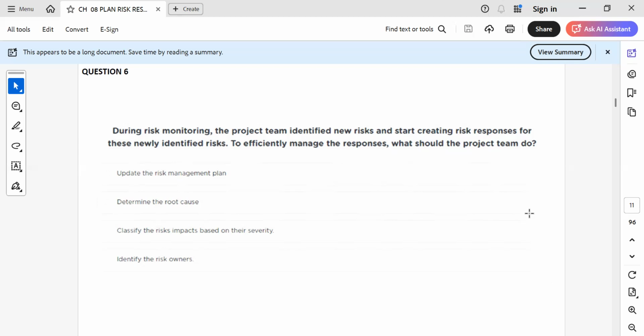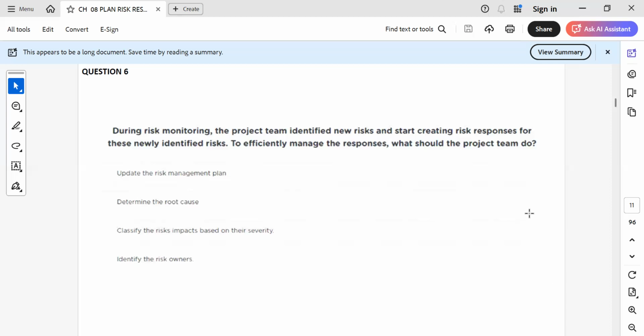So determining the root cause to efficiently manage the responses. The question is emphasizing how to manage the responses, meaning that they have already agreed on the response plan. So the root cause is already known. If the root cause is known, then only will they understand, implement, and agree on the response plan. Now the question is asking how to manage those response plans. Classify the risk impacts based on severity. Identify the risk owners. No, identifying the risk owners is already done.